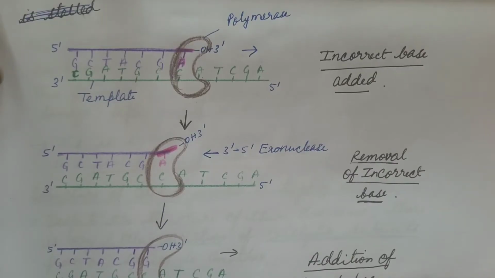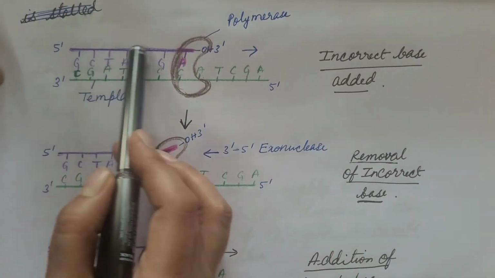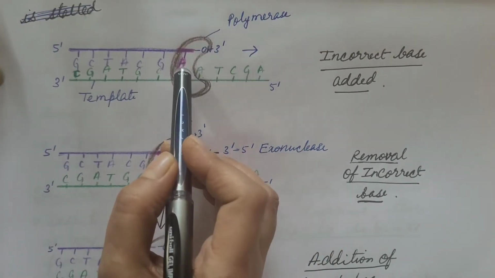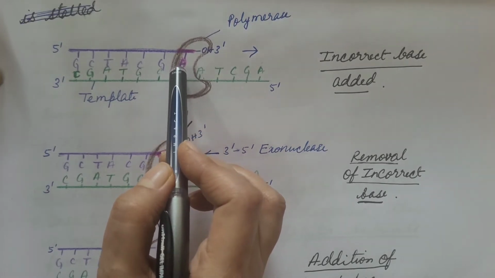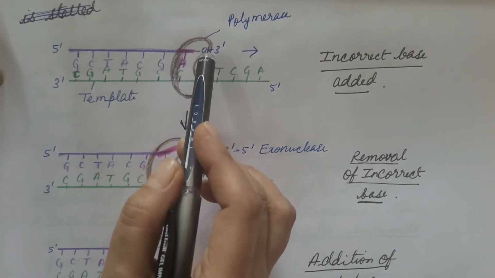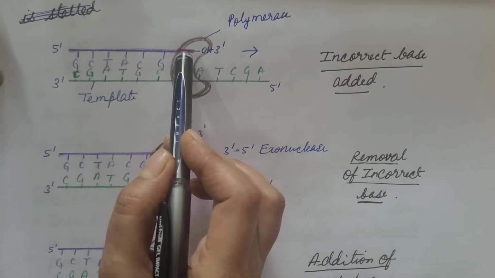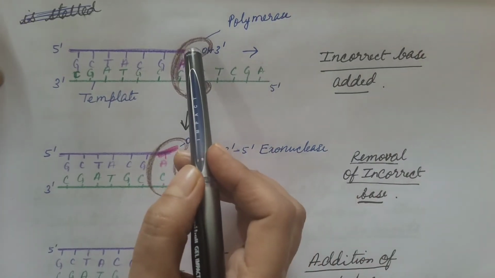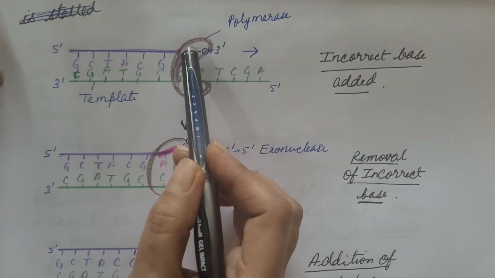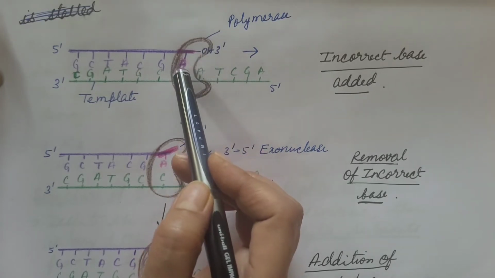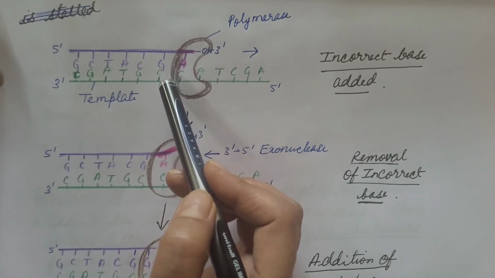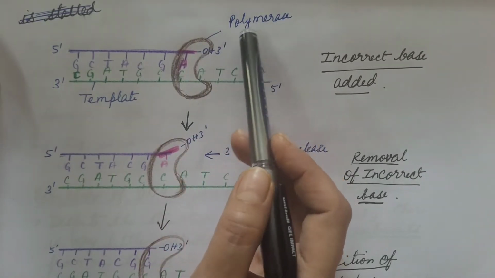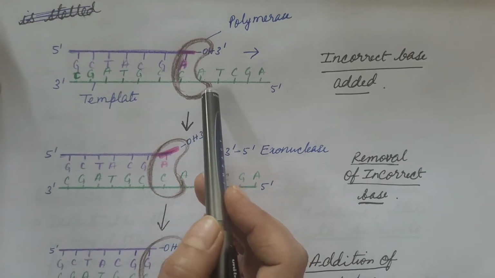So if we see this figure, this is the template strand and this is the new strand which is synthesized by DNA polymerase. Here the template has cytosine, and cytosine always pairs with guanine, but here adenine is added. So an incorrect base is added and there is a mismatch, as a result of which these two base pairs do not interact with each other. This results in the shift from the polymerase domain to the exonuclease domain.